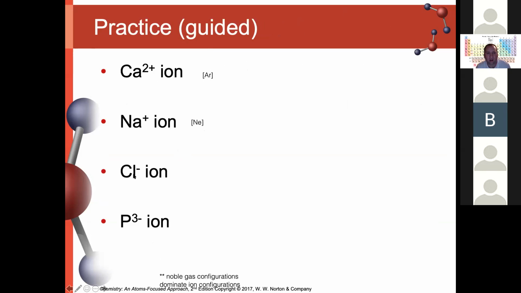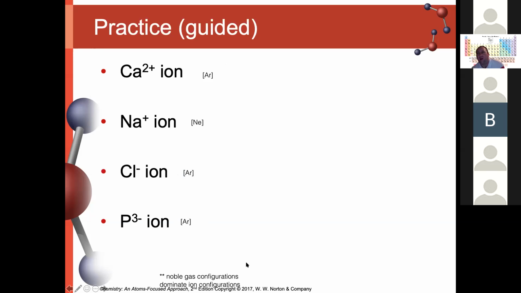For the chloride ion, Cl-, we had 17 electrons. Adding 1 would give us 18 electrons. 18 electrons, that's the noble gas configuration of argon. And for phosphide, 15 electrons in phosphorus, add 3 more, that gives us 18. And here we are at argon again.